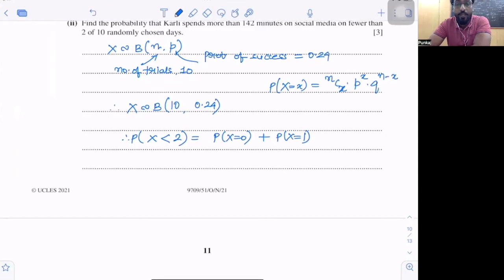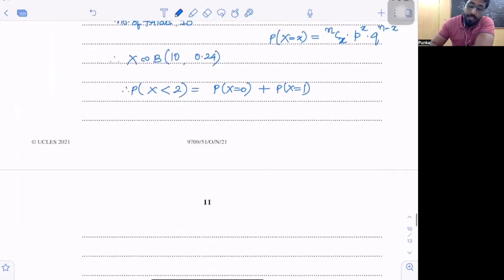Q is the probability of failure, n is the number of trials, x is the number of successes, p is the probability of success, and q is the probability of failure. So I can now write n, which is 10, C x, which is 0. Probability of success is 0.24 raised to x, which is 0, and q is 1 minus p, so 1 minus 0.24.